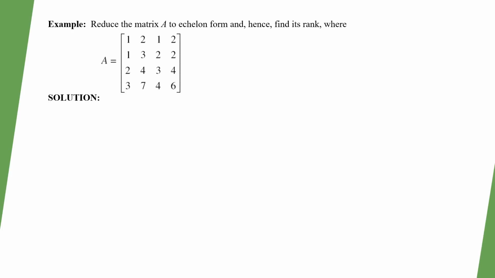Now take an example. Reduce the matrix A to echelon form and hence find its rank. So we have a given matrix A. This matrix is of order 4 cross 4. So first we convert that matrix into echelon form and then we discuss the rank of that matrix. When we convert the matrix into echelon form, we have to remember we apply only row operations, because we are discussing only row echelon form, not column echelon form.